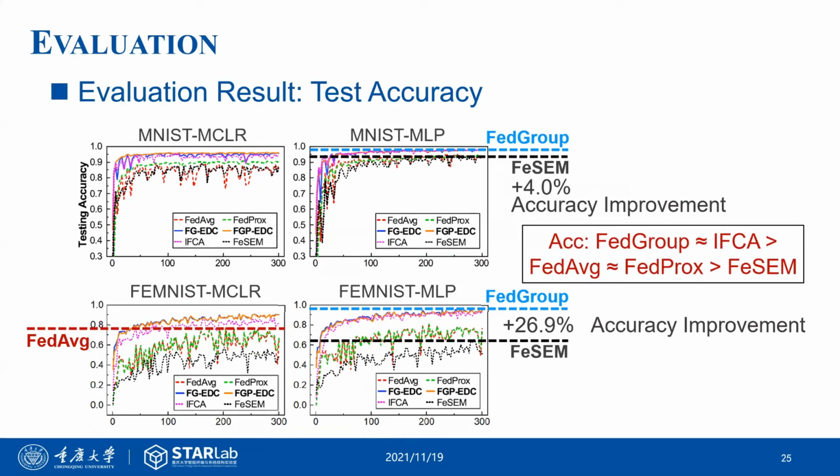The results show that FedGroup and IFCA are significantly superior to other frameworks. For example, the absolute accuracy improvement on FE-MNIST is 4%. The accuracy improvement on FE-NLP is 26.9%. Besides, FeSEM performs worse in all experiments, even lower than FedAvg. This is because the Euclidean distance is not suitable for high-dimensional clustering.